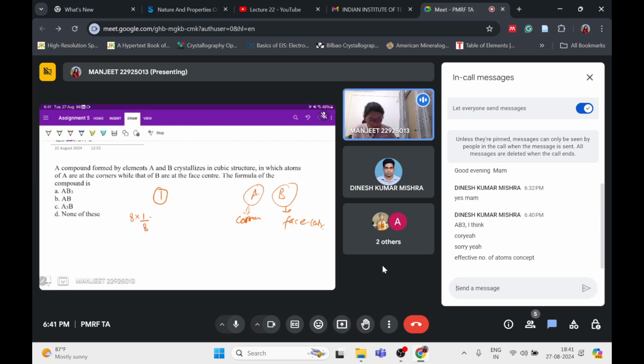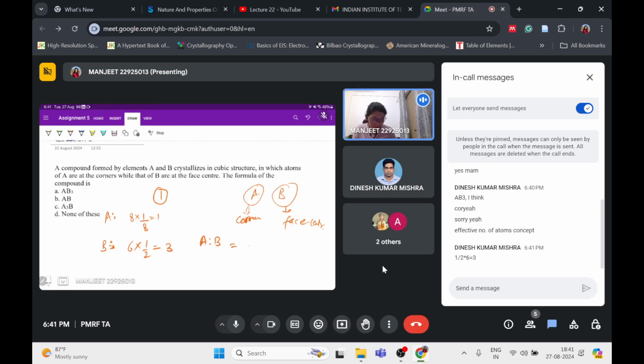So this is giving 1 atom for A. And if the B atoms are sitting at the face centers, the total number of face center atoms is 6, and the contribution of each face center atom is 1 by 2, so it is giving you 3. So the ratio of A to B is 1 to 3: corresponding to 1 A atom there are 3 B atoms.